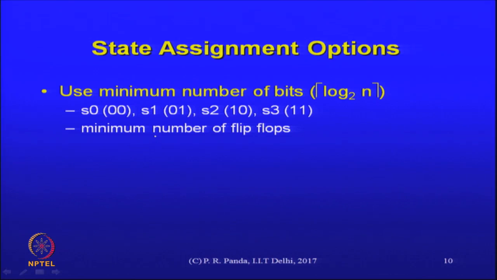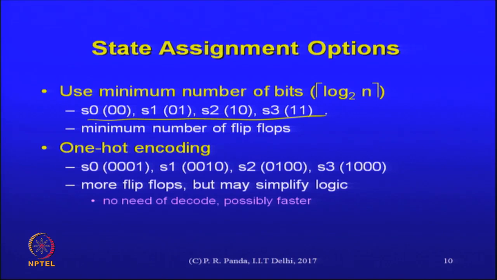Let us see what options I have for state assignment. I can use the minimum number of bits. If n is the number of states, then I take log n to the base 2, and the ceiling of that tells us the number of bits in the state register. So, this kind of a choice can be made for the encoding, but of course, I have a large number of choices there, even if I use the minimum number of bits. That minimizes the number of flip flops. So, that is some step in the direction of optimizing area.